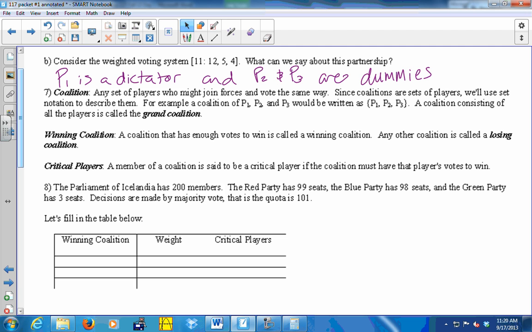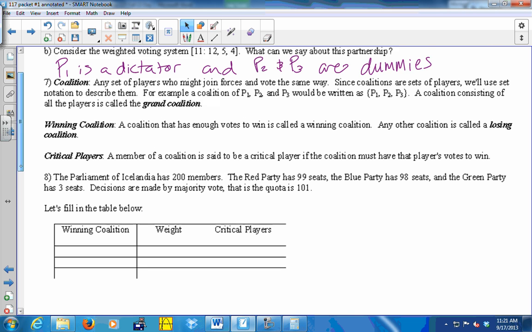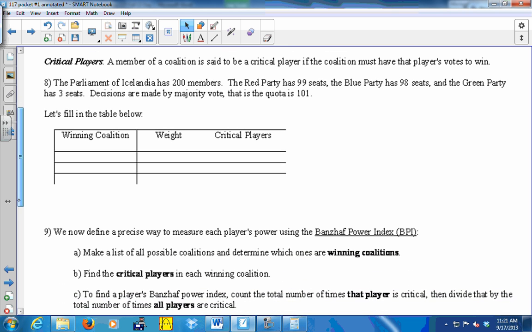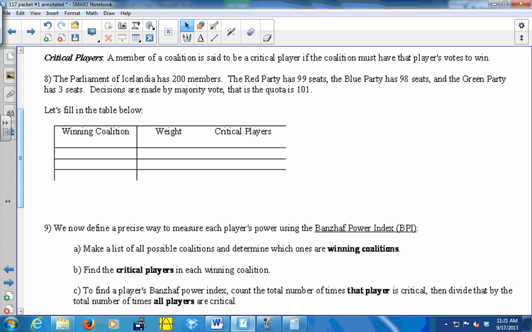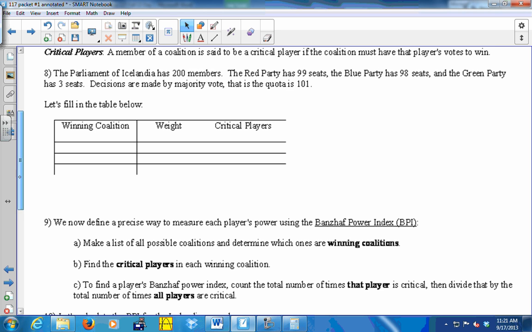A coalition that consists of all players is called the grand coalition. A winning coalition is a coalition, or a team of players, that has enough votes to pass a motion. Any other coalition is called a losing coalition. And critical players: any member of a coalition is said to be a critical player if the coalition must have that player's votes to win. So this will all get much clearer when we do this example.